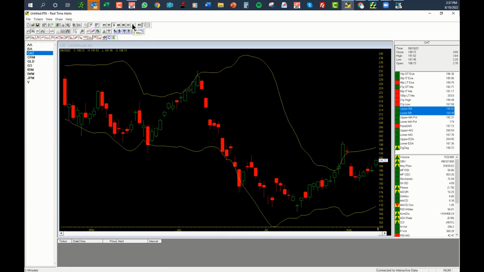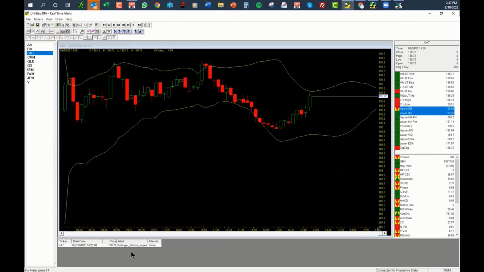So there's data. We're connected to a server. Remember, we stream all that real-time data in here and store it in the system in a cache area. It disappears on the real-time once you shut down or exit. But if I switch to a time frame like 5 minutes right here, notice immediately on Caterpillar, we had a Bollinger Band squeeze on the 5-minute bars, and that actually happened at 14:20. So it sees that stuff ahead of time.